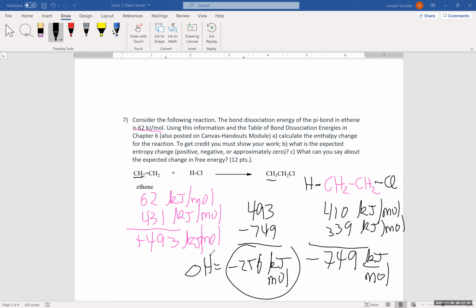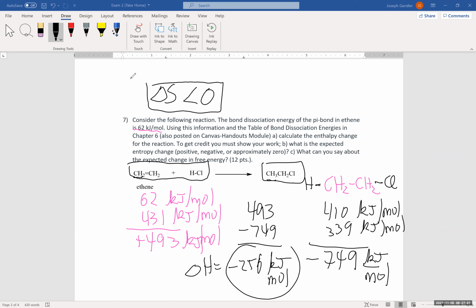In terms of the entropy change, you have two molecules on the left and one on the right. So you've lost the degree of freedom of motion, right? You had two molecules that are free to move around, and now on the right side, you only have one. So the delta S for the reaction is going to be negative. We have a negative delta H and a negative delta S. What can we say about the expected change in free energy?